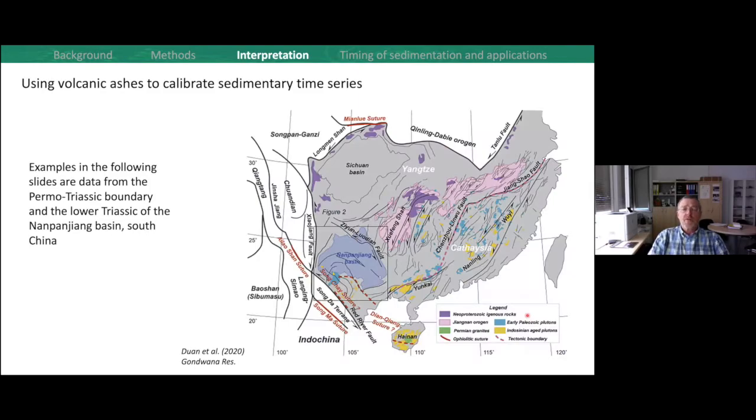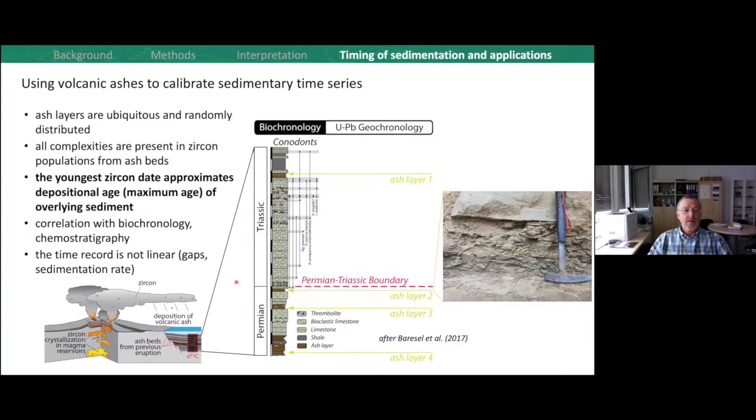And now I will show a few examples, and all the examples I'm using are coming from the Permo-Triassic boundary, from southern China, so the Permo-Triassic boundary and lower Triassic. This is a long-standing collaboration with people at the University of Zurich, and the samples come from the Nanpanjiang Basin in southern China. I stick to this for the sake of simplicity.